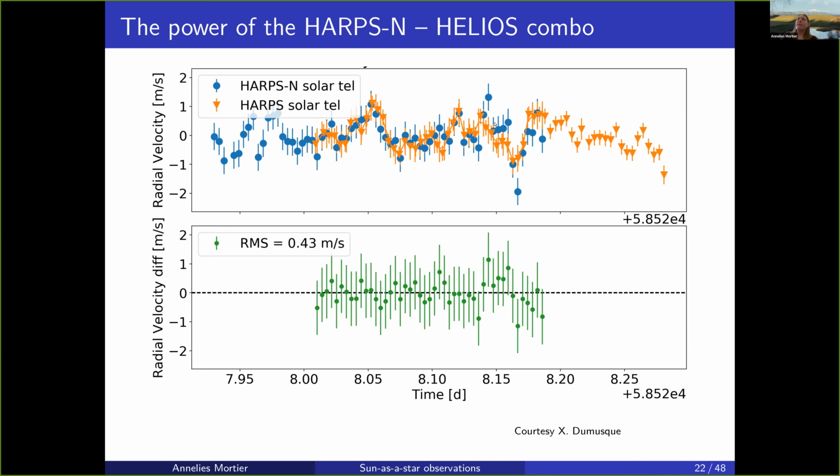Now, what you at the same time can see over here is that we don't always agree as well as we would want. So clearly there's still some work to be done. But overall, it was nice confirmation that several of these variations are indeed the sun just being the sun. In the bottom, you can see the difference for where HARPS-N and HARPS overlapped, and the RMS of that is about 0.43 meters per second, which is our average error for solar observations within a day. Anyway, so this is beautiful, and as you can see here at the end, that is not really white noise. Clearly, there is some sort of systematic in here as well.